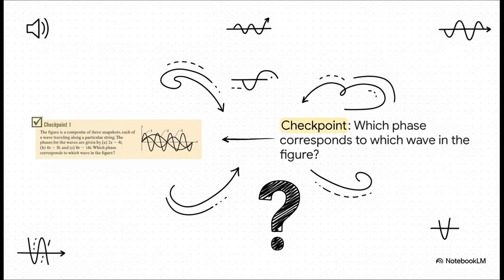All right, time to see if you've got it. Here we have 3 different waves and 3 different equations. Looking at their amplitude, their height, and their wavelength, can you figure out which equation goes with which wave? Go ahead and pause here and give it a shot.